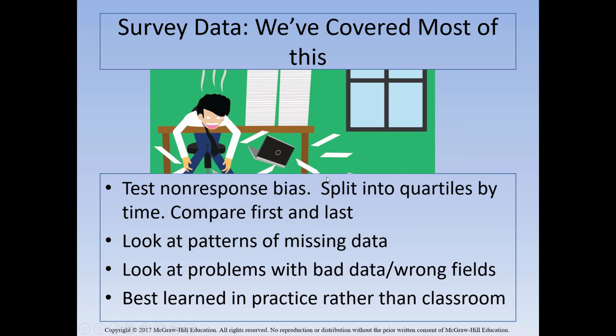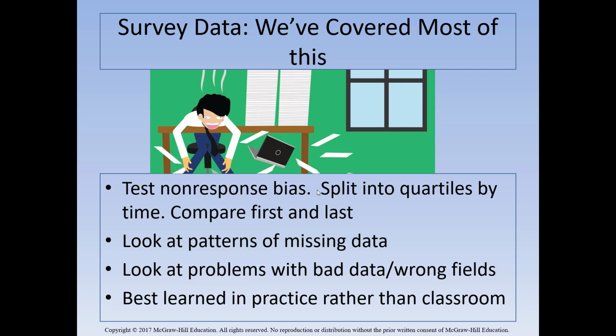So for survey data, we've covered this previously in the class. To test non-response bias, I said a good way of doing this is if you have a survey, you test the first quarter, the first 25% of people to respond, and the last 25% of people to respond. You compare them, and if there's a difference, the non-responders are probably going to be closer to the last 25%. So that's going to indicate non-response bias.